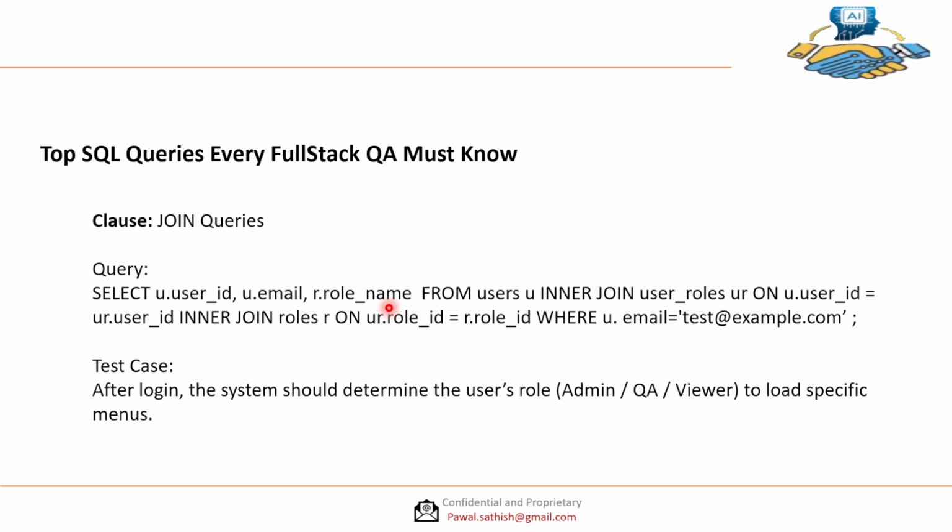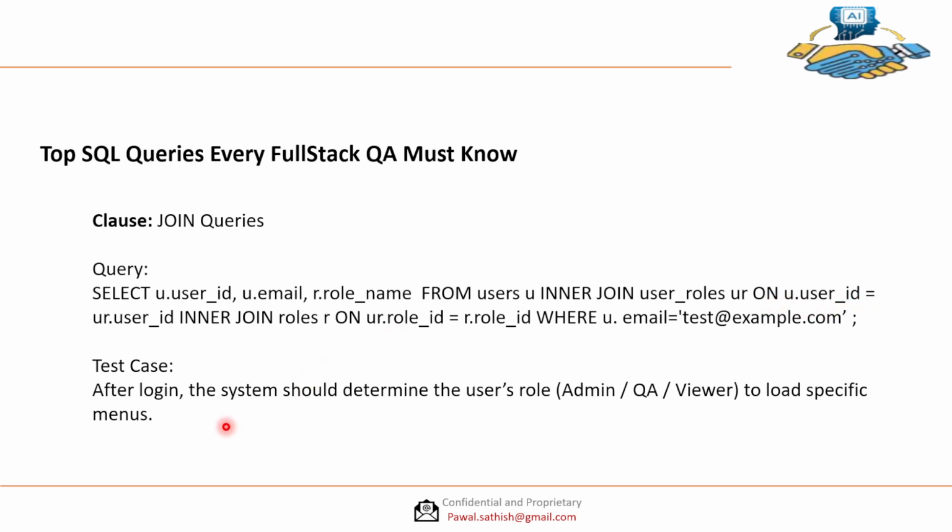The next clause is join queries, and this is a very important clause. Suppose as a tester we need to retrieve the data from multiple tables, and we have a primary key foreign key relationship. In that case, we need to use the join queries. Right now I have given the example of inner joins. Here we are retrieving from two different tables: one is the users table, another is the user_roles table, and we are applying the condition on the field name.